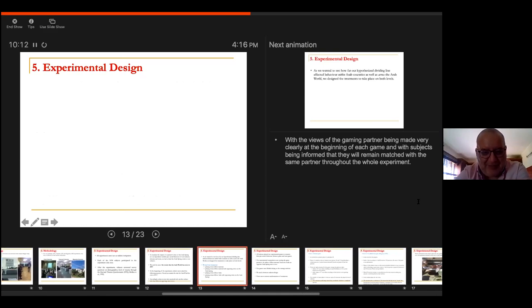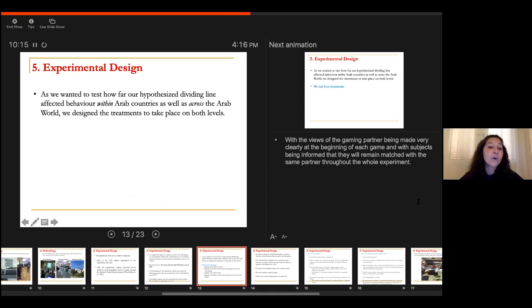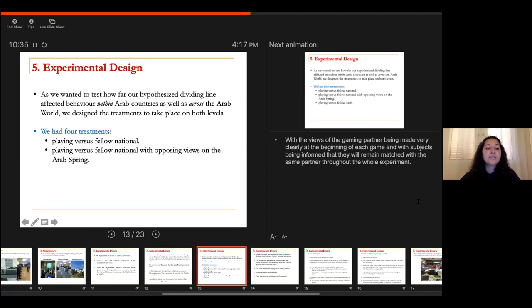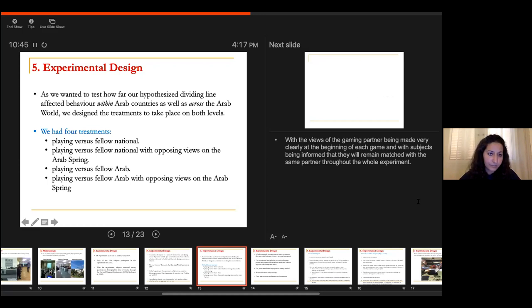Okay, sure. As we wanted to test how far our hypothesized dividing line affected behavior within Arab countries as well as across the Arab world, we designed our treatments to take place on both levels, at the national level and pan-Arab level. That's why we had four treatments, where the subject is either playing versus a fellow national, or playing versus a fellow national with opposing views on the Arab Spring, or playing versus a fellow Arab, or playing versus a fellow Arab with opposing views on the Arab Spring.